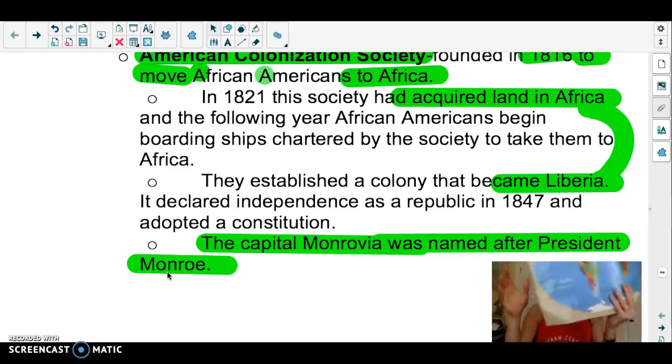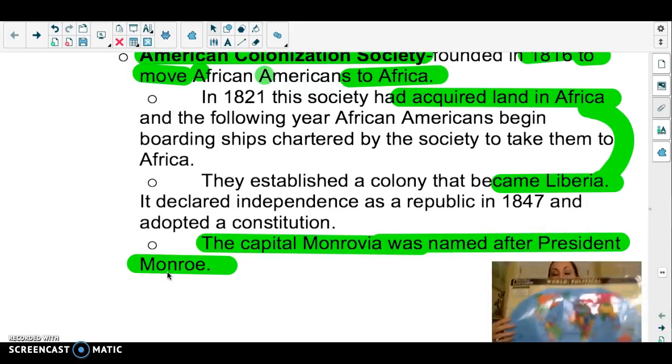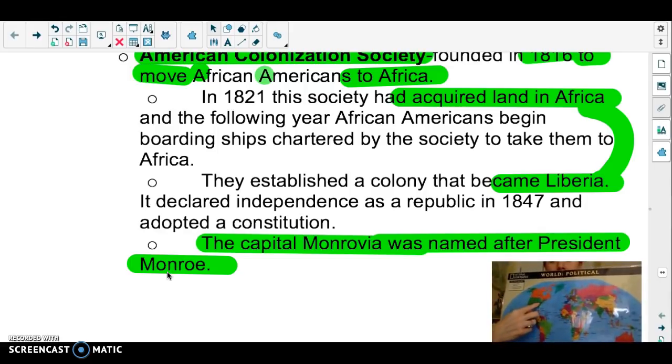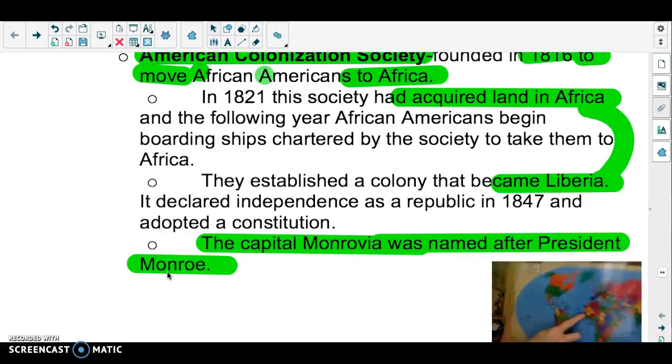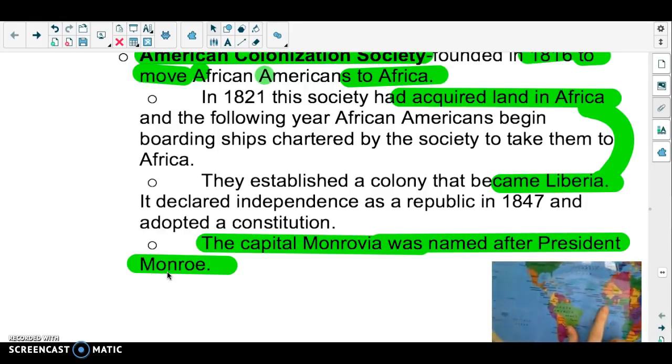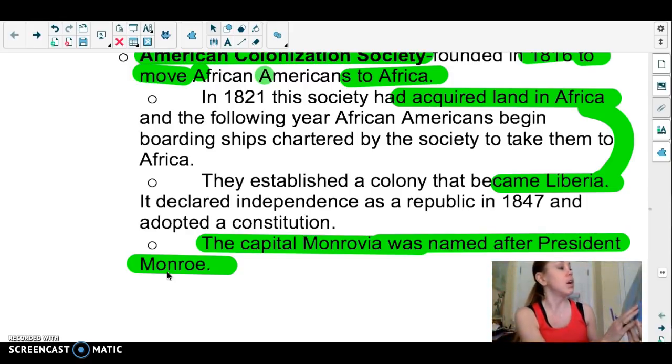So I'm going to show you here in a bigger format, okay? So this is the whole world, and we're talking about sending African Americans from here back to Africa, and most specifically down here to Liberia. And let me find it specifically right there, the brown one. So this is Liberia. So from America to Liberia is where we're going to send them. And the capital of Liberia is going to be Monrovia.